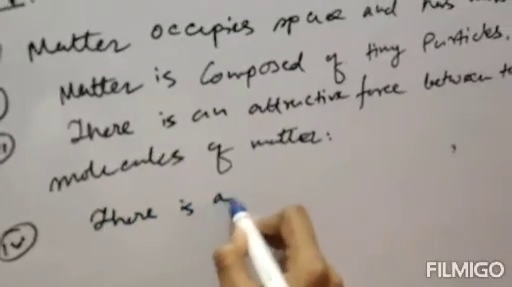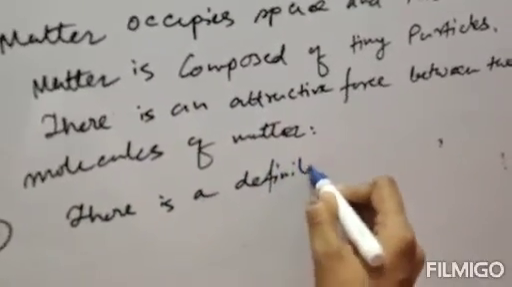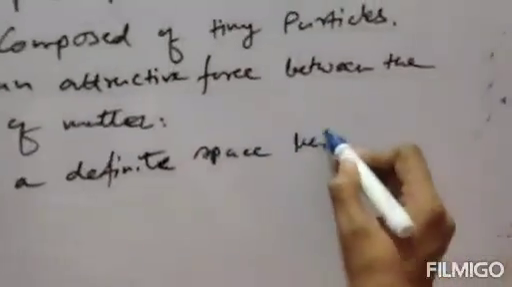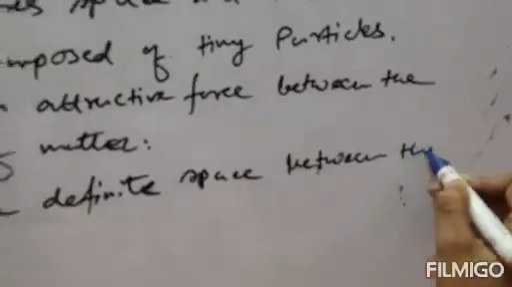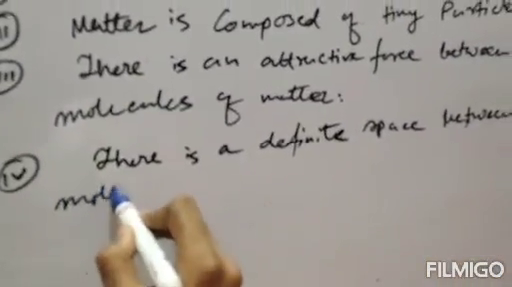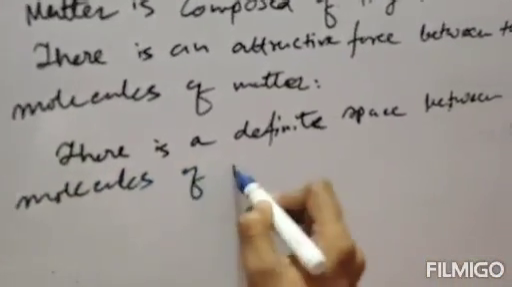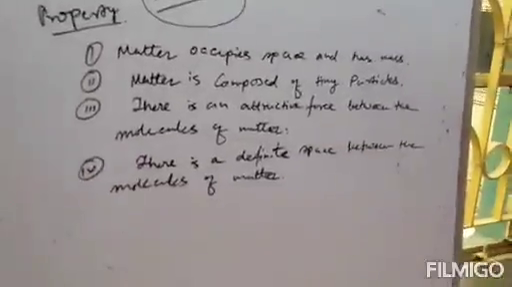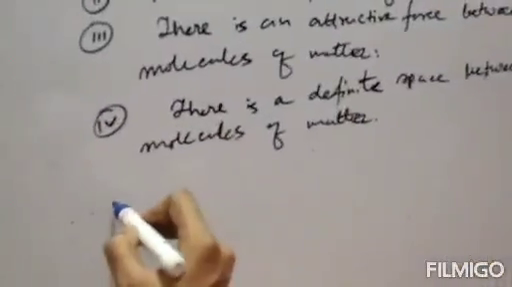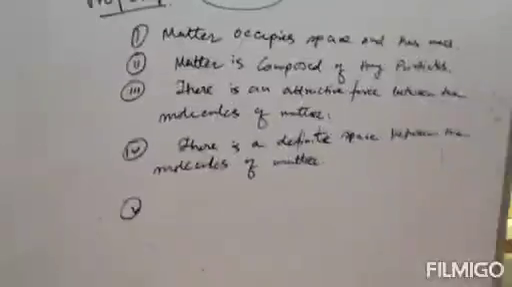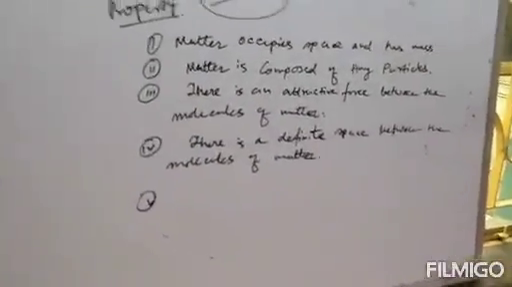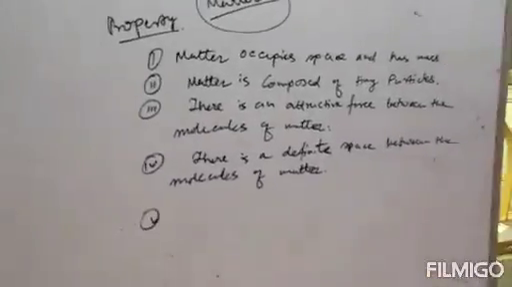There is a definite space between the molecules of matter. There is a definite space between the molecules of matter. Property number four. Property number five is the molecules of matter are constantly moving. Molecules of matter are constantly moving. Molecules are not fixed. They are moving continuously.